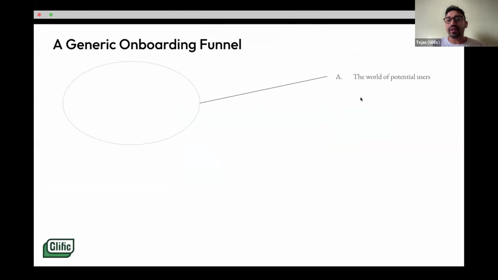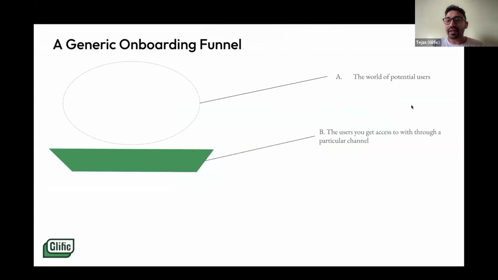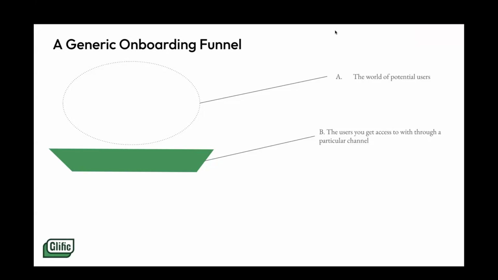Initially there's a world of population that could be our potential users, the potential contacts for your programs. From that, through a particular channel, you have access to a certain number of people. So, for example, let's take the case of an education NGO. All the young people in the 9th to 10th grade could be their potential audience, but maybe they have partnerships with only certain schools, let's say 10 schools.